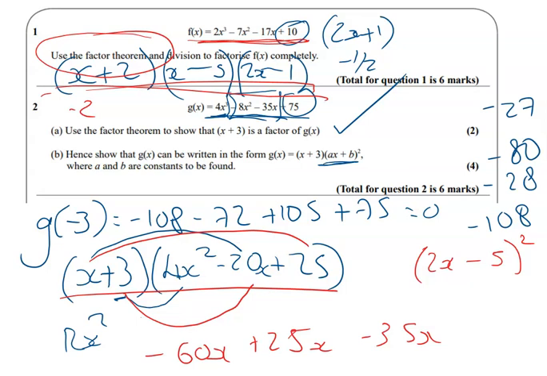So in summary, factor theorem, great. Inspection, easier and safer. And definitely check all your answers on the calculator as well. And only do division if you have to, because it tells you to.